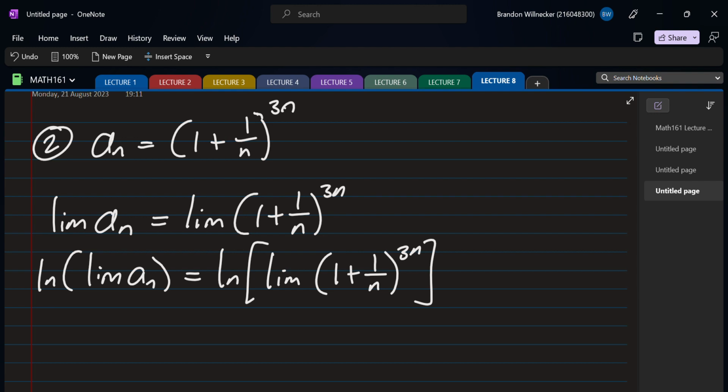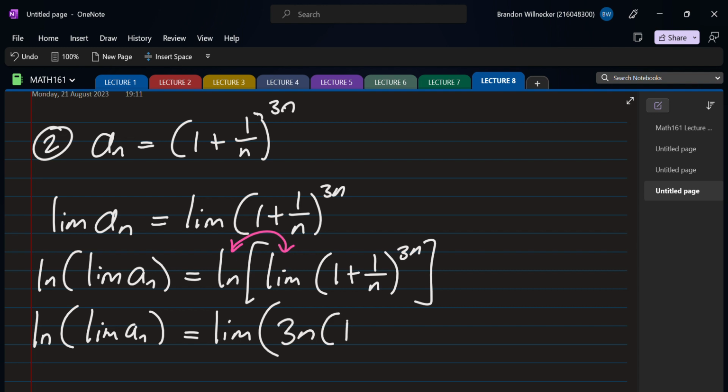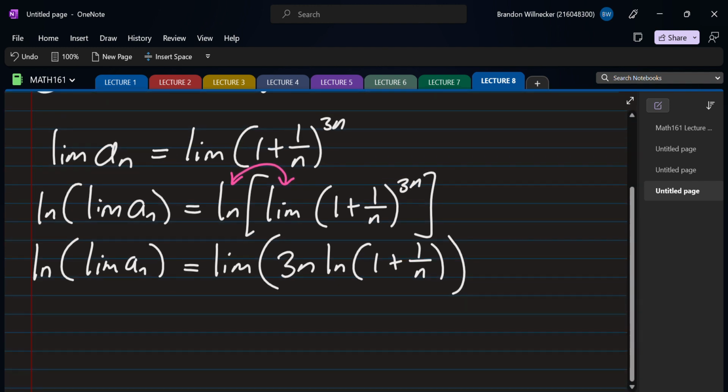Okay, now the log, that's a continuous function. We can just take it as is, you don't need to prove that. So here we can interchange the log and the limit because the log is continuous. So here we can write this as the natural log of the limit of a_n is equal to, we're going to interchange it, so we're going to have the limit, and then taking the log, we're going to end up with 3n, the natural log of 1 plus 1 over n. Okay, so that is just interchanging the log and the limit.